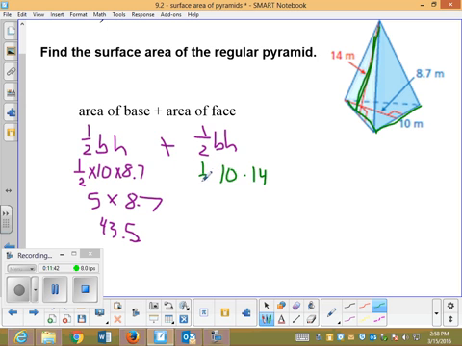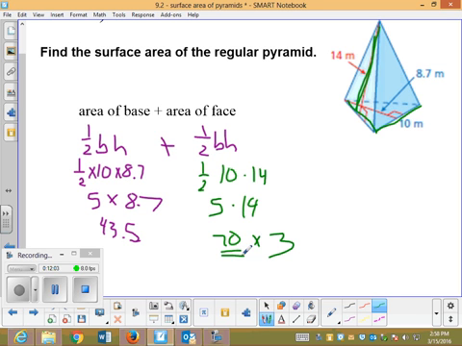Again, I'm going to multiply my 10 by a half. That's 5. And then 5 times 14 is 70. So I'm going to put 70 right here. Now stop. This is just for one triangular face. We have 3 though, so I'm going to multiply this by 3. So 70 times 3 is going to give us 210.